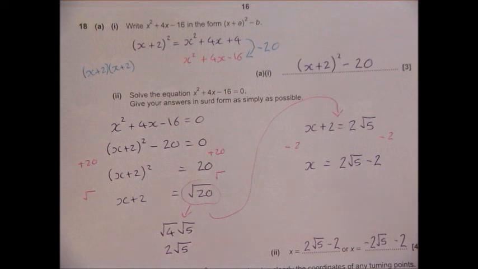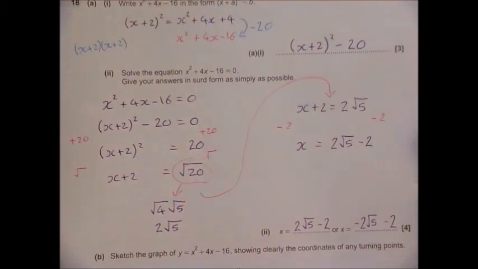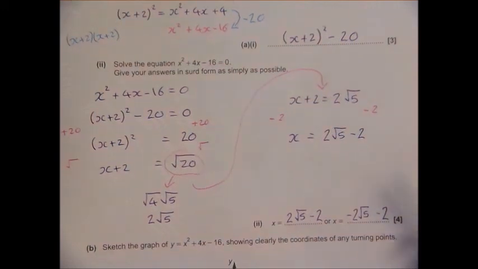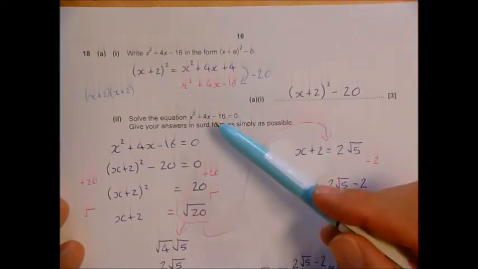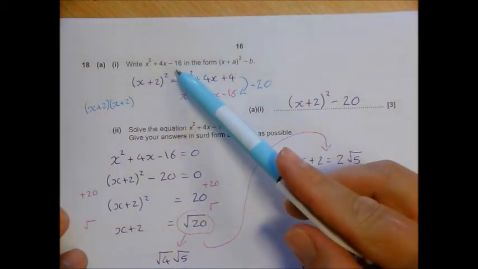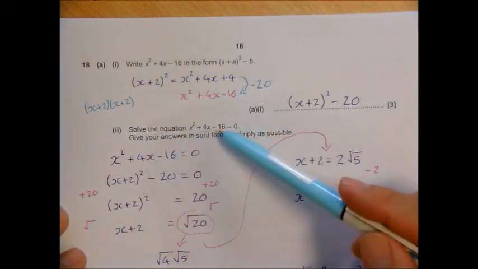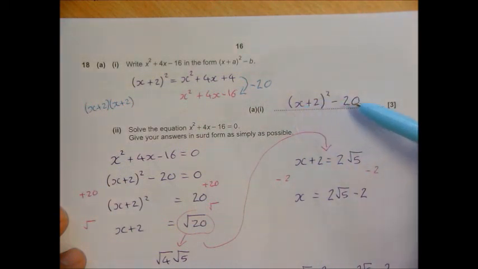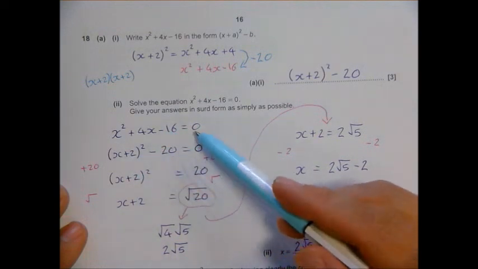Right, the next one. Solve the equation x squared plus 4x minus 16 equals 0. Give your answer in surd form as simply as you possibly can. Right, the answers are there. Let's try and talk through what I have done. Hopefully you'll notice that this equation here is the same as what we had up here. So we've actually already done some work on it, because x squared plus 4x minus 16 is (x plus 2) in brackets squared minus 20. So that's what I've done here. I've just replaced that with that because it's the same, equals 0.